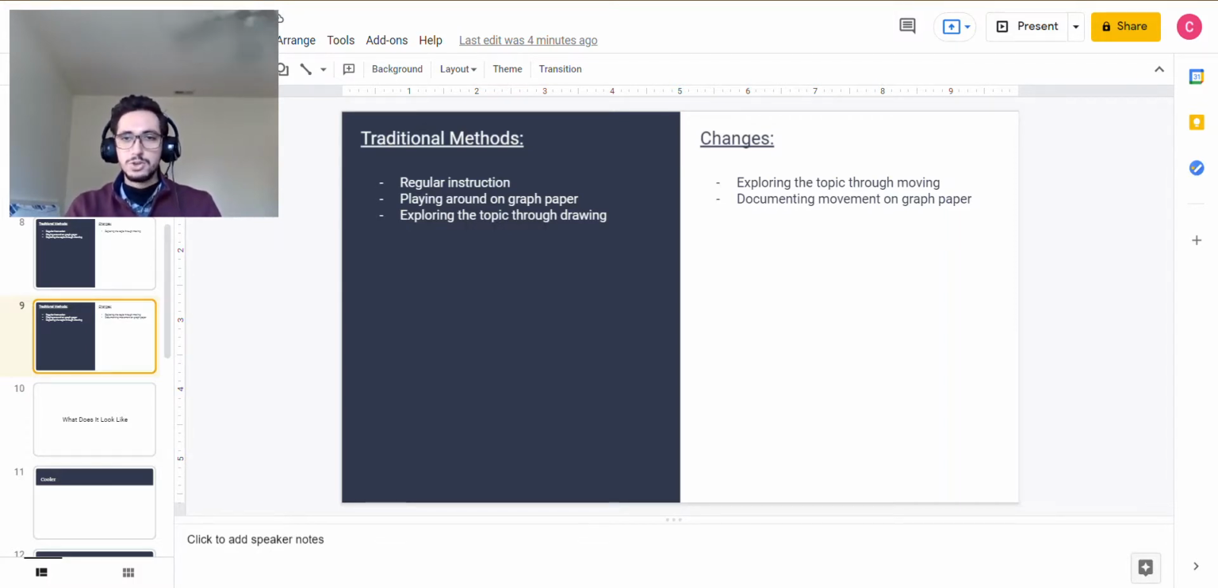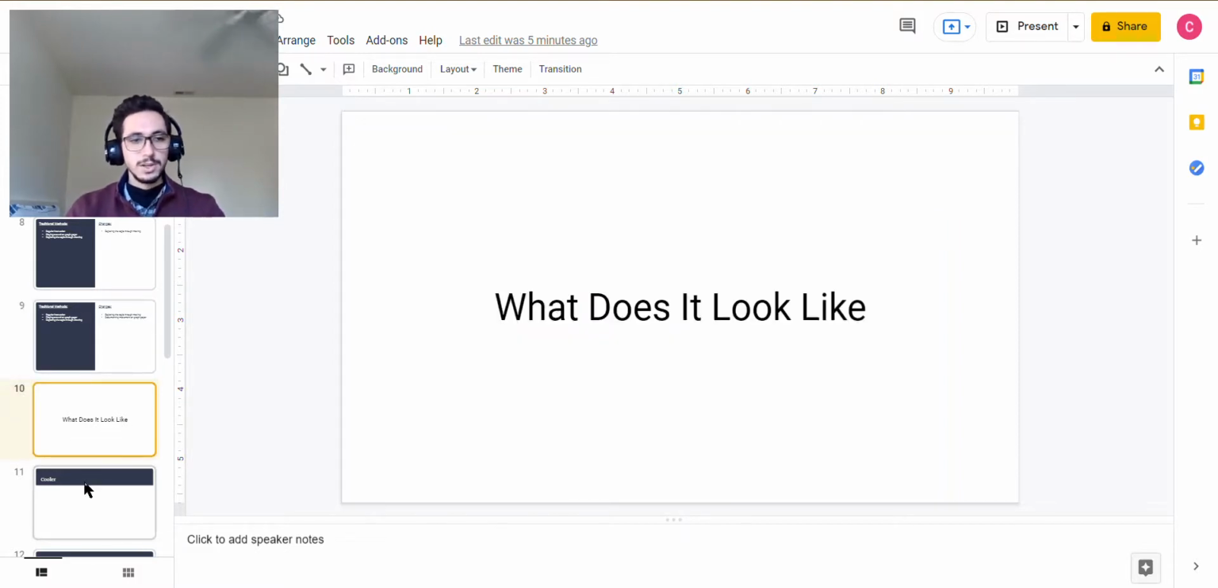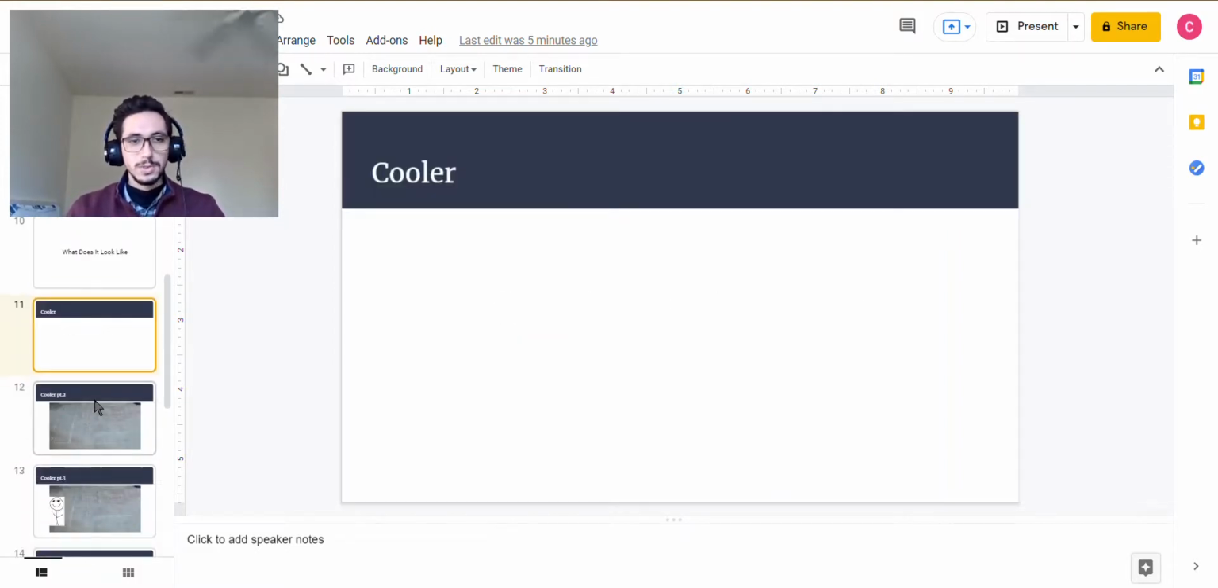And I do this because people learn differently, right? Some are more tactile learners, which is where this moving comes into play, but some are more visual. So they want to see the movement being done with just simple lines and figures like that. So this way, multiple people can get the most out of it, but more importantly, they're all getting engaged with it. So what does it look like? So first, it looks cooler than regular instruction.